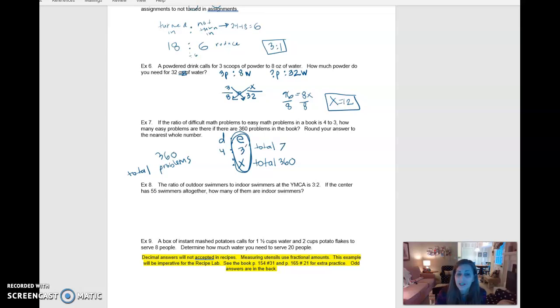So now we're going to set up a proportion, 3 over 7 equals x over 360. We're not even going to use that 4. Cross multiply. Again, get your calculator out.